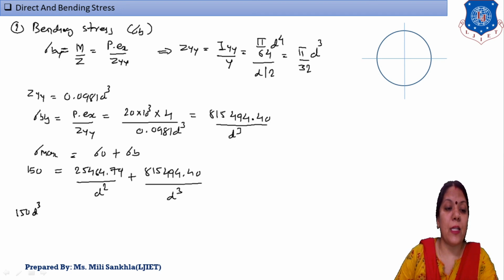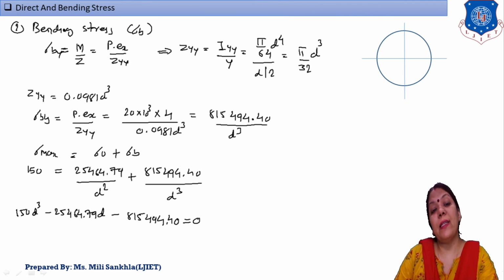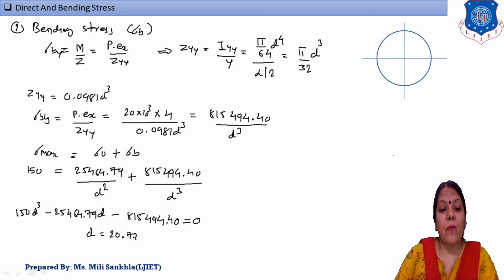150 d cube is our LCM and this term is shifted from right to left. Minus 25,464.79 d minus 815,494.40 is equal to 0. Now after solving on the calculator, our answer for the unknown value d is equal to 20.77 mm. This is my final answer for the diameter d for this section.